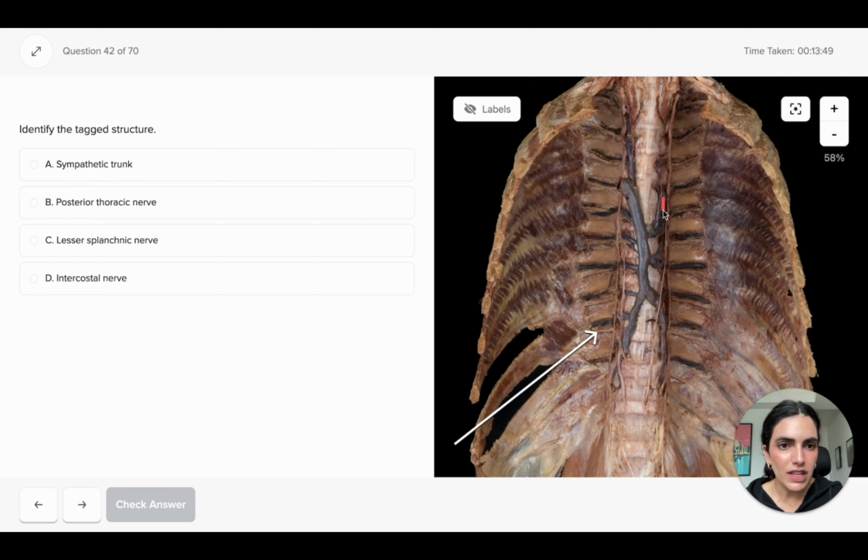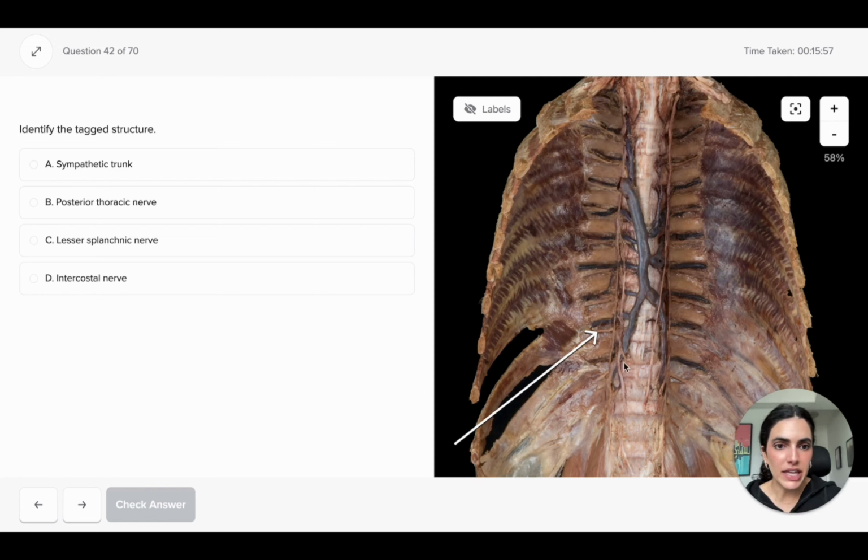We can see along the left side here, a couple of veins that are draining into the azygos vein. These two right here are going to be our accessory hemiazygos veins, and they'll be draining components along the left side. Versus the azygos vein, as we can see here, is receiving some blood from the right side.